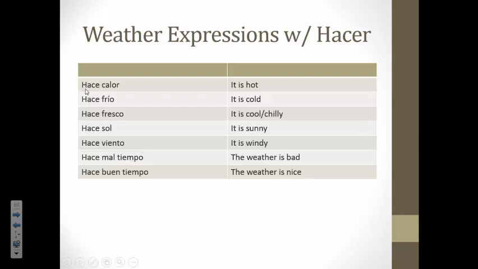So you have hace calor, meaning it's hot. Hace frío, it's cold. Hace fresco, it's cool or chilly outside. Hace sol, it's sunny. Hace viento, it's windy. Hace mal tiempo, the weather is bad. And hace buen tiempo, the weather is nice.